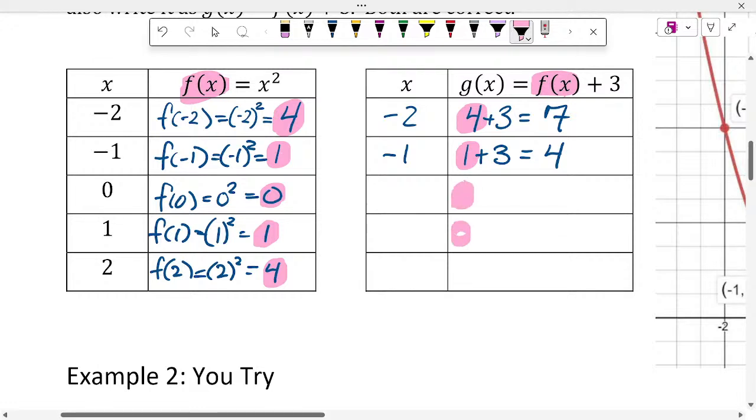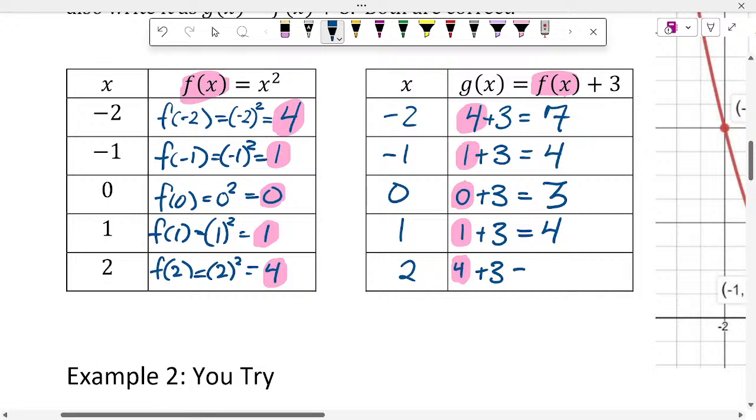So in each case, we're going to use that, which means that if we evaluated g at 0, we would get 0 plus 3, which is 3. And if we evaluated g at 1, we'd get 1 plus 3, which is 4. And if we evaluated g at 2, we'd get 4 plus 3, which is 7.